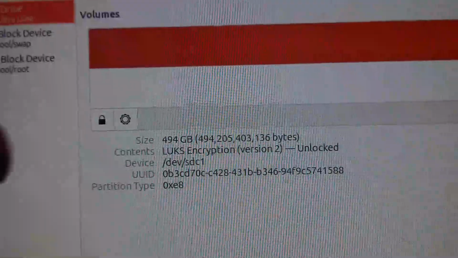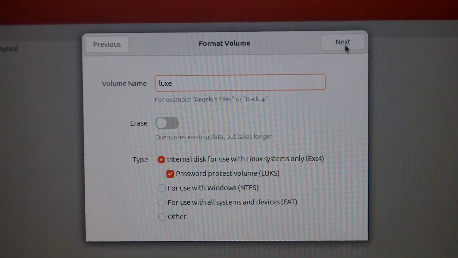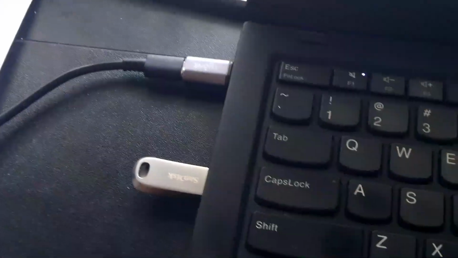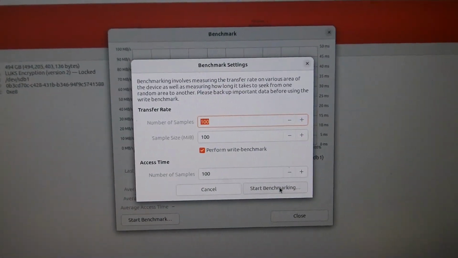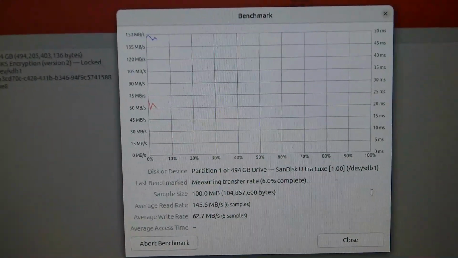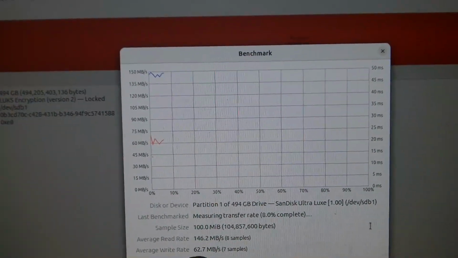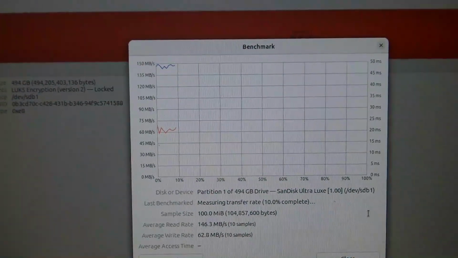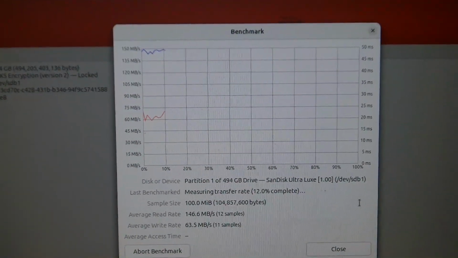I've reformatted this guy as a LUKS encrypted file system with an EXT4 Linux file system on it. After setting up the encrypted file system, I took the drive out of my computer until it fully cooled down, plugged it back in, mounted it, and we're going to do the same benchmark on it with the Linux encrypted file system. The first couple of samples are in. My read rate's actually a little higher, 145 megabytes a second. The write rate is 62.7. I don't have an explanation for why the read rate was so much higher there, but I'll take it.